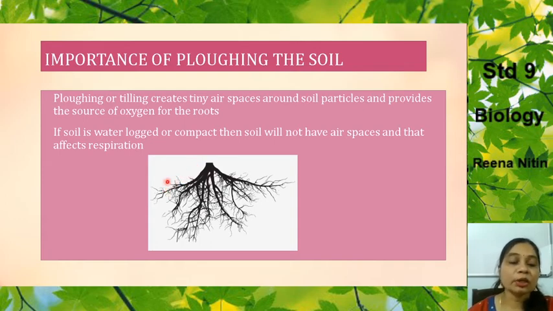But if the farm is filled with water, it is waterlogged, or the soil is very sticky, then there is no gap for the oxygen to go inside. Such plants will not grow properly. So this very important process that the farmer does, plowing of the soil, can be asked. If soil is waterlogged or compact, then it will not have air spaces, and that affects respiration. So the main thing is, respiration requires air space, and this air space is provided by plowing or tilling of the soil. GR question.